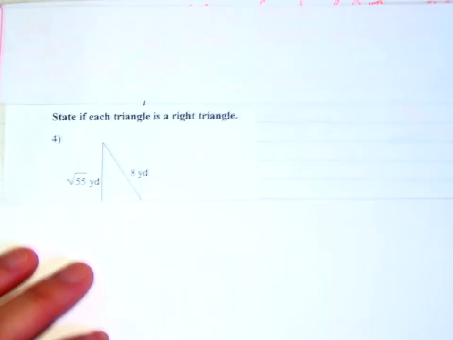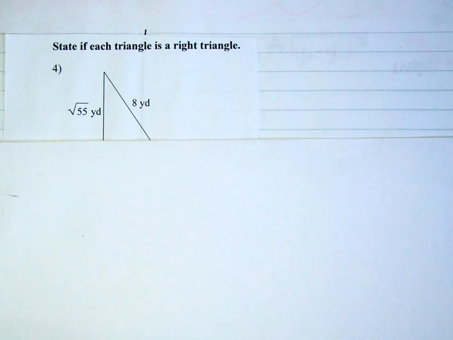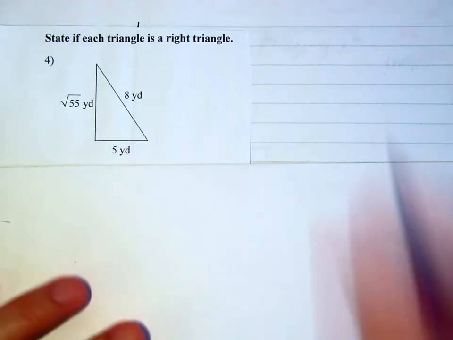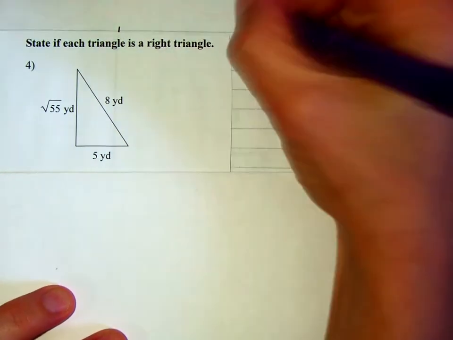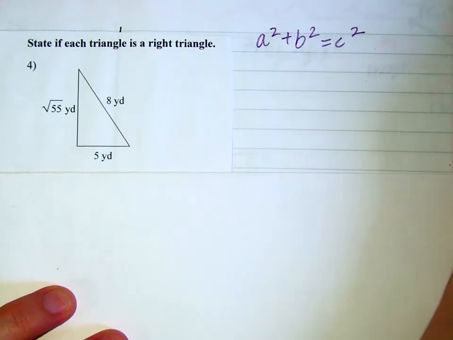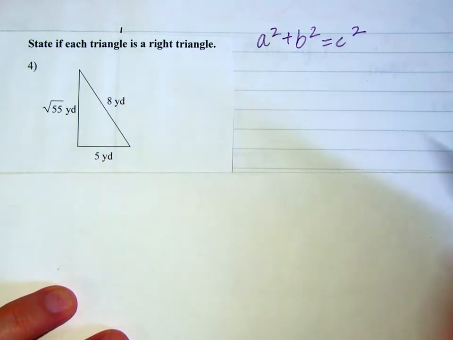Okay, in this particular problem, we have to state if the triangle is a right triangle, okay? Now, the way that happens is that when we use the Pythagorean theorem, whatever's on the left has to equal whatever's on the right of that formula. If it doesn't, then we know we don't have a right triangle, okay? So, you know that the formula we're going to be using is a squared plus b squared is equal to c squared. So, all we have to do is put these numbers in the right spots and then evaluate.